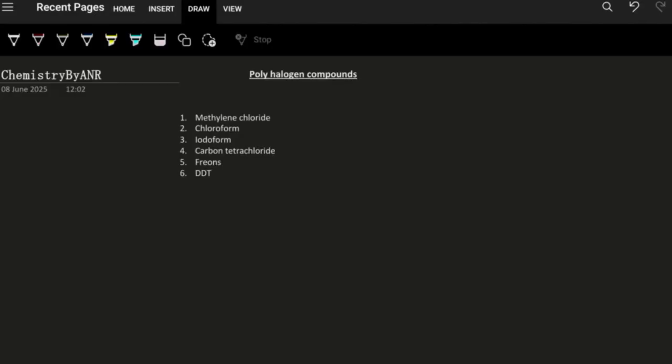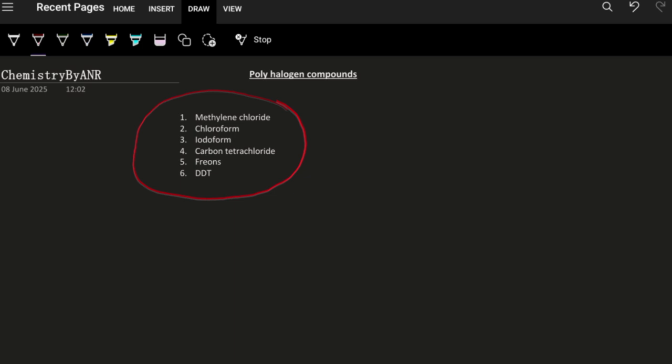Though we know the detrimental effects, or maybe we'll discover the detrimental effects of these compounds in our next topic, polyhalogen compounds. So our topic today is polyhalogen compounds, and we have these set of compounds to discuss. These are 6 compounds to discuss. Number 1 is methylene chloride.